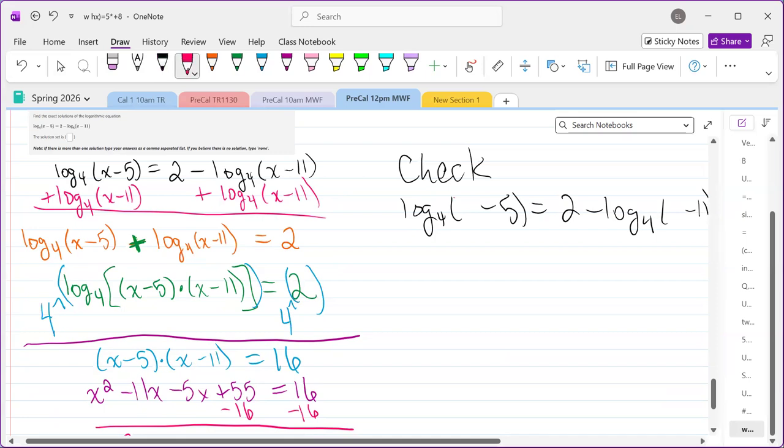So we are checking 3 first. So 3 minus 5, this is log base 4 of negative 2. That is enough to throw out x equals 3.